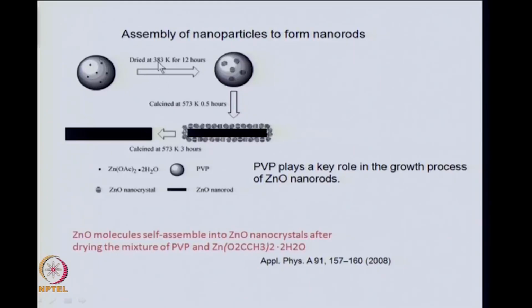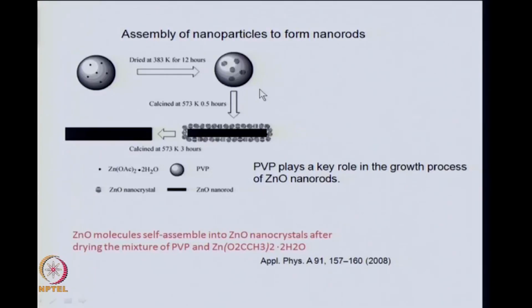So, in this case, if you have these kind of zinc acetate particles along with the polymer and you dry this at 383 Kelvin, this is an optimal temperature for this polymer PVP, then you see these particles becoming larger from here, and if you heat for a higher temperature for some more time, then you will see this rod like growth. On top of the surface, you see these particles are aligning themselves, they are assembling on the initial rod which forms, and as time goes on at that temperature, these particles coalesce on these rods and you get a larger nanorod.